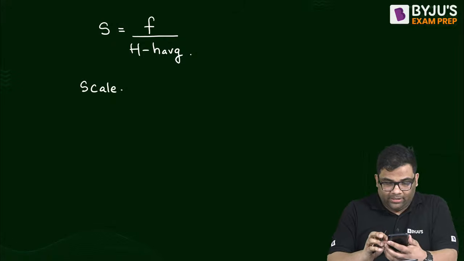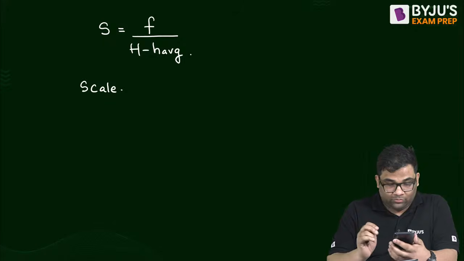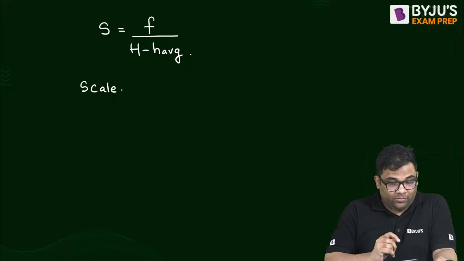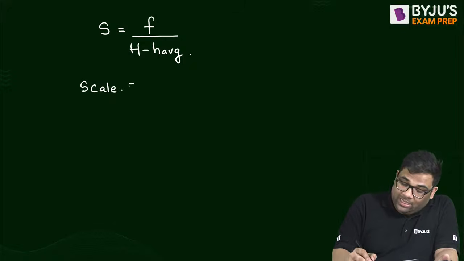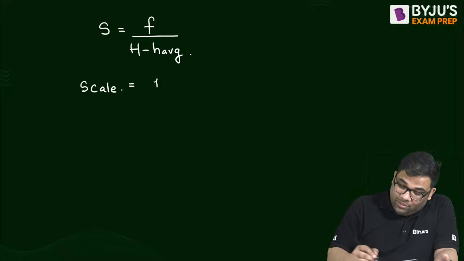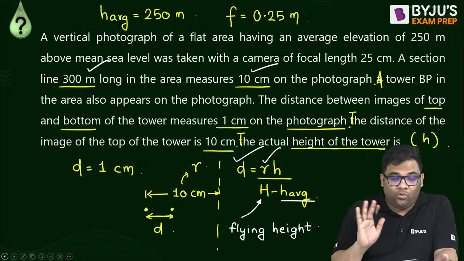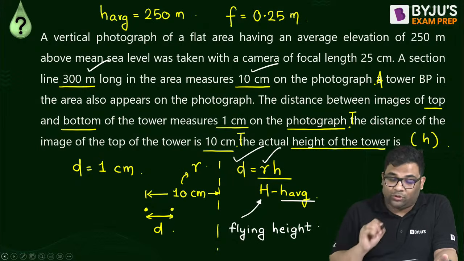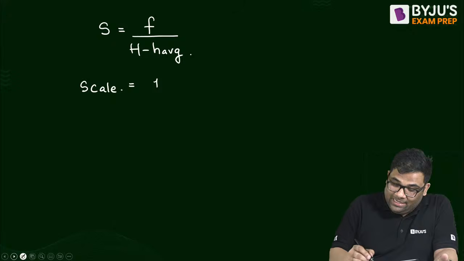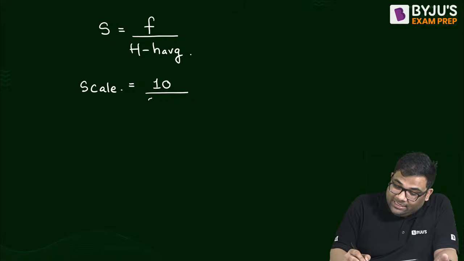Why are the comments not coming? Some issues. Okay, somebody has solved also. Very good. 25 meter, very good. Okay, 75 meter. So scale is how much? Scale is your, okay, from previous question. No, not from previous question, from this question only. The scale is 10 centimeter measures 300 meter.